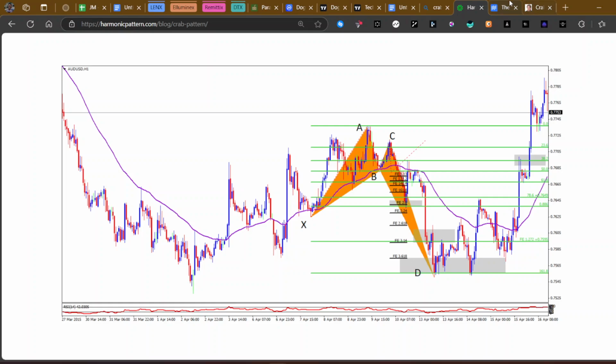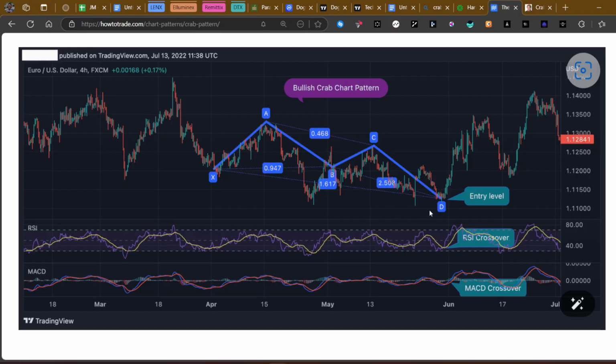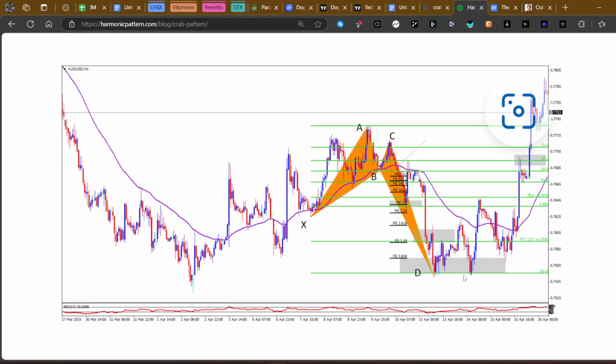All right. So once the pattern completes, that's your signal to look for a potential reversal. This is going to be your entry point. All right, your entry level is going to be at the completion of the D leg, the CD leg. So why is the crab pattern so powerful? One of the biggest reasons is its precision.